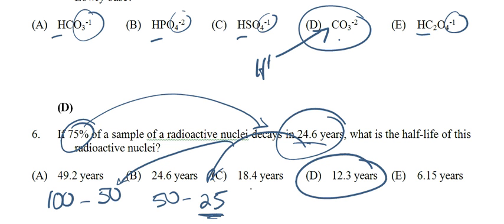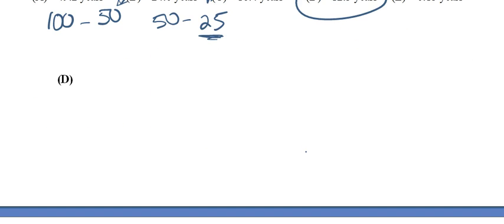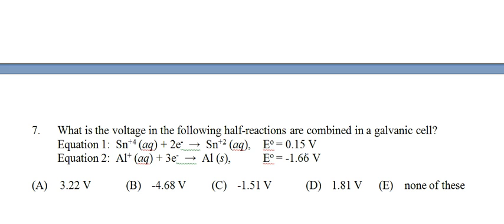Okay, so again, there were 2 half-lives. The total time was 24.6 years. Divide that by 2, letter D. Number 7. Okay. What is the voltage in the following half reactions?